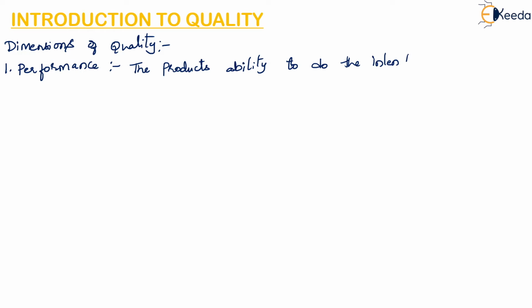The first one is the performance. So performance, it is nothing but to check will the product do the intended job in the field. So the product's ability to do the intended job in the field, and also to determine how well does the product perform from the customer's perspective.